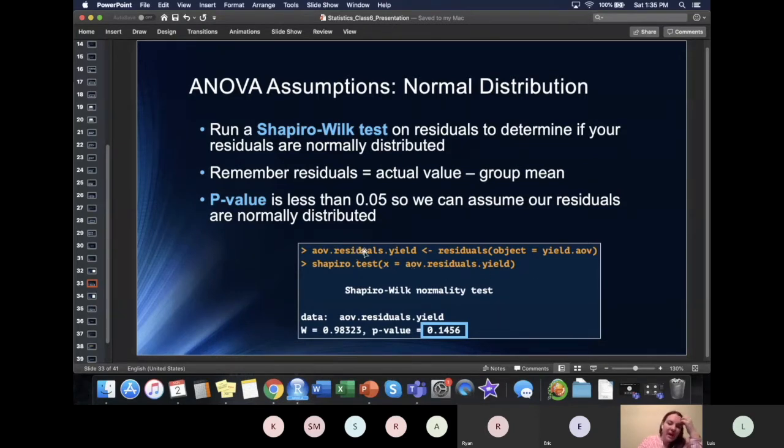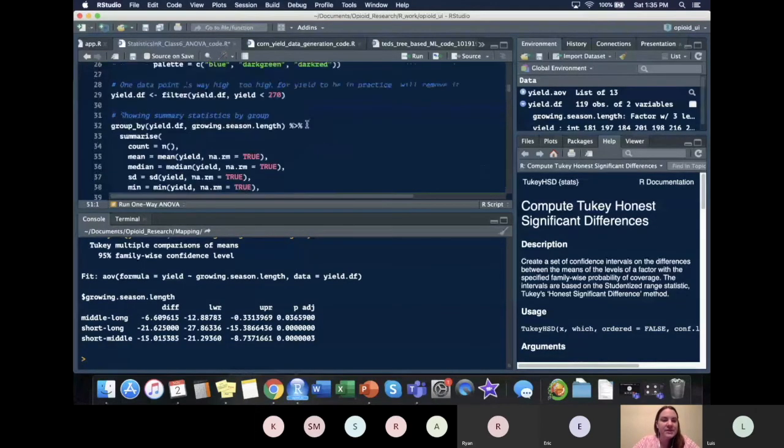First, we basically have to pull our residuals from our model. This extracts the residuals from our ANOVA model and assigns them to these values. The next thing that we're doing is putting those residuals into the Shapiro-Wilk test, which is shapiro.test. It will then print this result. So our p-value here is above 0.05, which means that we can assume that our residuals are normally distributed, and we can move on.